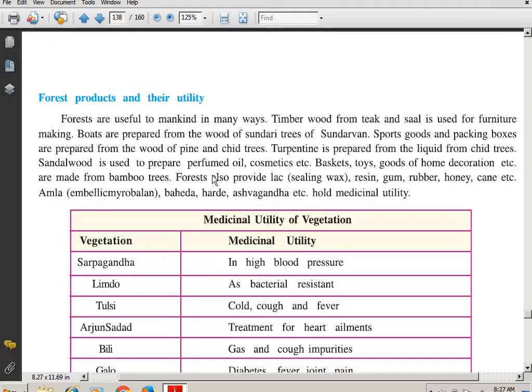Sandalwood is used to prepare perfume, oil, cosmetics, etc. Now you know the price of sandal, and why cutting the sandalwood tree is forbidden. Of course, they are very costly, but we also want to conserve them and preserve them. We will see how we have to conserve the forest. But over here, sandalwood is used to prepare perfumed oil and cosmetics. Many cosmetics are available which are made of sandalwood, and of course the perfume oils too.